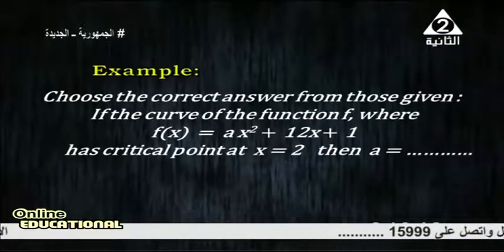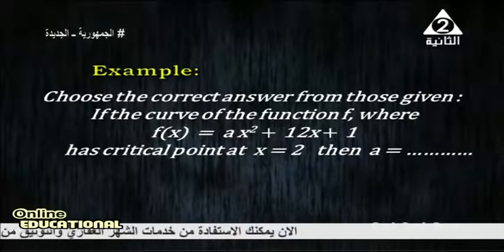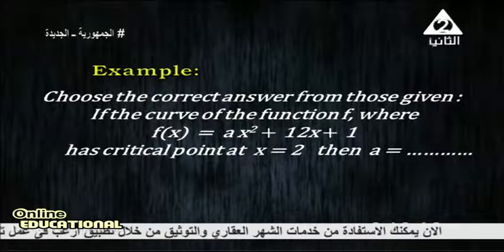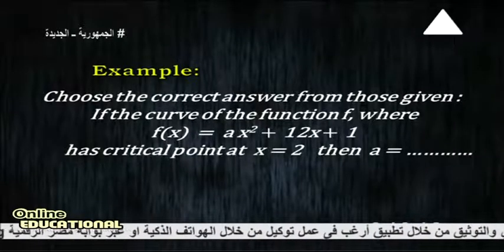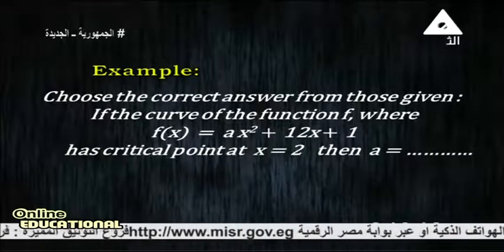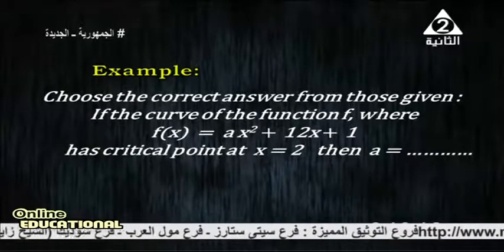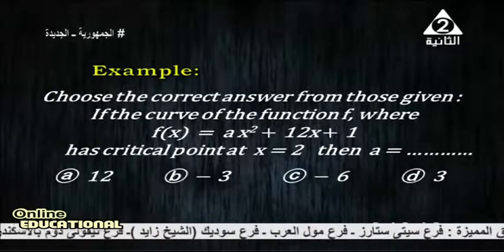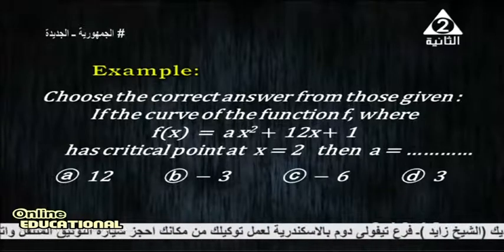Choose the correct answer from those given. If the curve of the function f, where f of x equals a x power 2 plus 12x plus 1, has a critical point at x equals 2, then a equals 12, negative 3, negative 6, or 3.